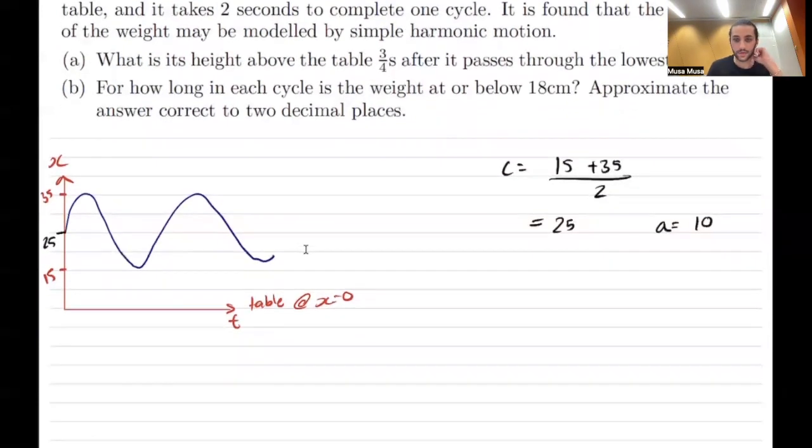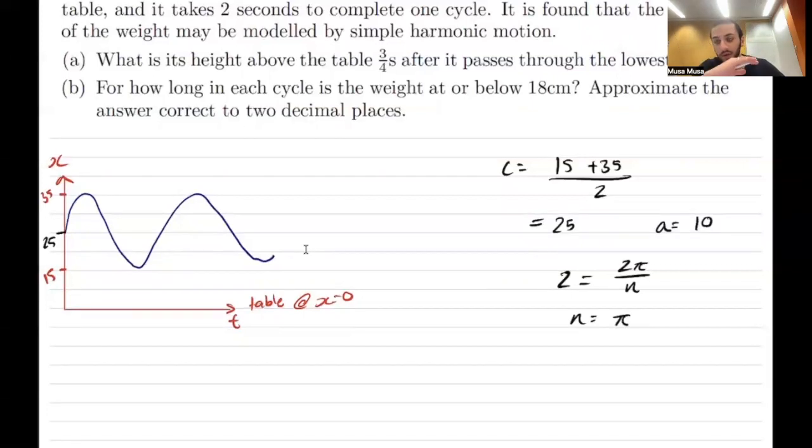Now, is it saying something? Is it saying it's starting at a particular position? Doesn't really say any. Oh, actually, we have this other piece of information. It takes 2 seconds to complete one cycle. So I think we can find the period. So that means 2 equals 2 pi over n, which means n equals 2 pi on 2, which is pi.